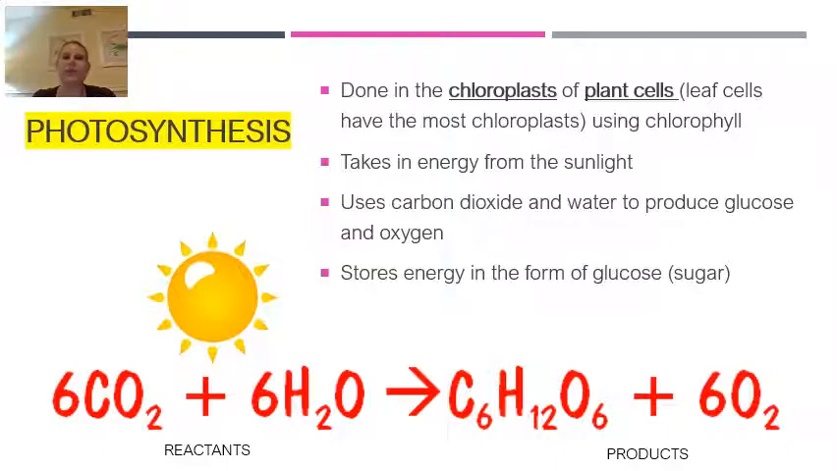So we take energy from the sunlight, and we use carbon dioxide and water to produce glucose and oxygen. And if you look down below, I've got my equation, and this is the balanced equation, so please remember this. So there's my sunlight, and there's my reactants. Reactants are what we're putting together to react. And in photosynthesis, my reactants are 6 molecules of carbon dioxide and 6 molecules of water. And they use the energy from the sun to make our products. And our products are glucose and 6 molecules of oxygen.